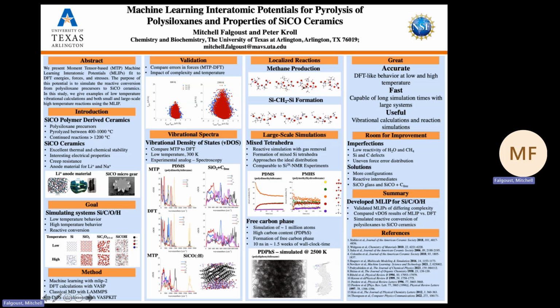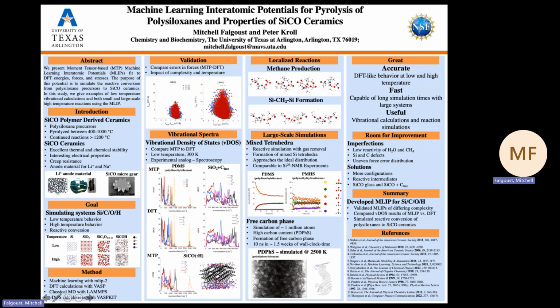So polymer-derived SiCO ceramics see polysiloxanes as precursors. We typically take these polysiloxanes and heat them in inert conditions up to 400 to 1,000 degrees Celsius to induce pyrolysis, producing a ceramic. There are also continued reactions such as phase separation of the SiCO glassy phase into silica and silicon carbide, as well as a free carbon phase, and continued heating results in carbothermal reduction.